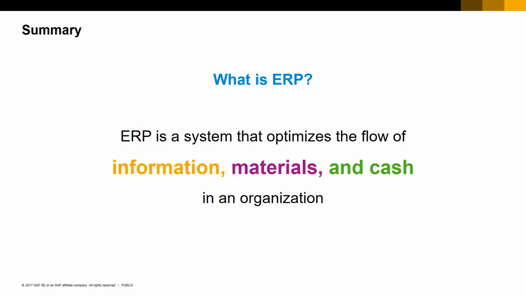In summary, the next time that someone asks you, what is ERP, you can draw it out for them on one single page, and you can give them one simple answer. ERP is a system that optimizes the flow of information, materials, and cash in an organization.